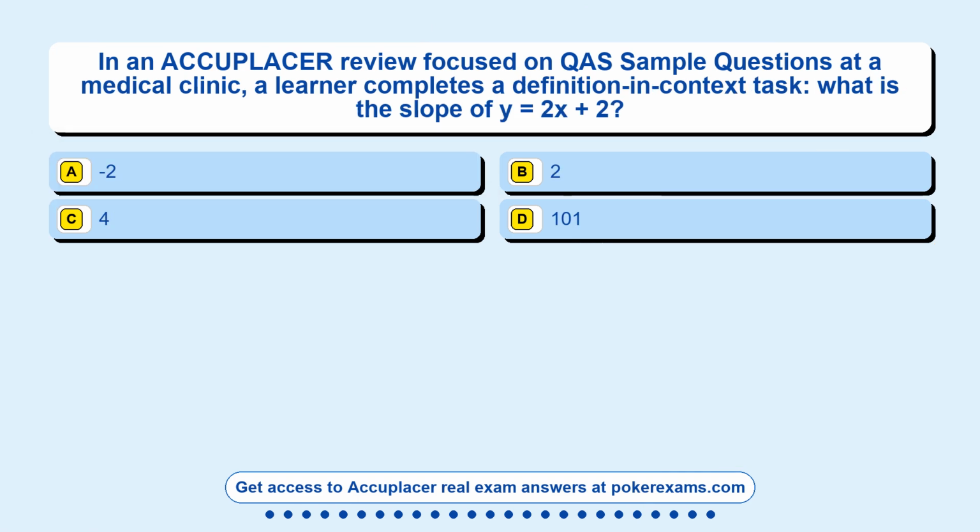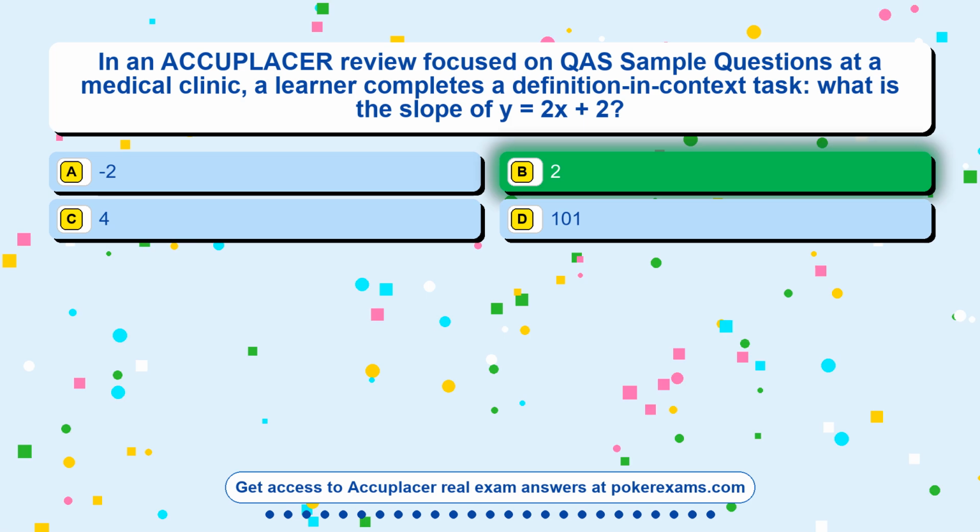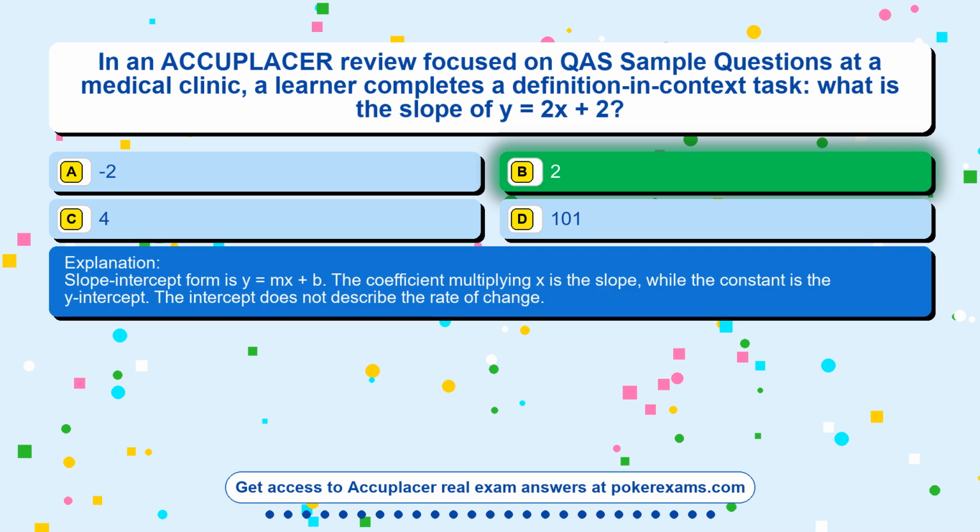Question 6. In an ACCUPLACER review focused on QAS sample questions at a medical clinic, a learner completes a definition-in-context task. What is the slope of y equals 2x plus 2? Option A, minus 2. Option B, 2. Option C, 4. Option D, 101. The correct answer is option B, 2. Slope-intercept form is y equals mx plus b. The coefficient multiplying x is the slope, while the constant is the y-intercept. The intercept does not describe the rate of change.